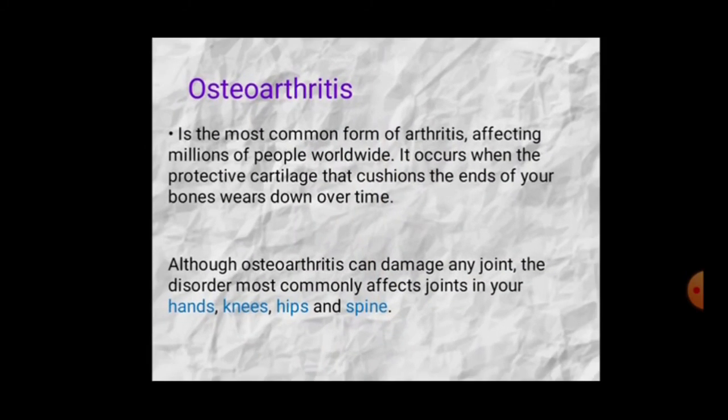Osteoarthritis is the most common form of arthritis, affecting millions of people worldwide. It occurs when the protective cartilage that cushions the ends of your bones wears down over time. Although osteoarthritis can damage any joint, the disorder most commonly affects joints in our hands, knees, hips, and spine.